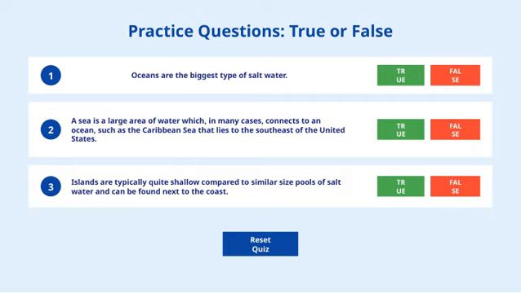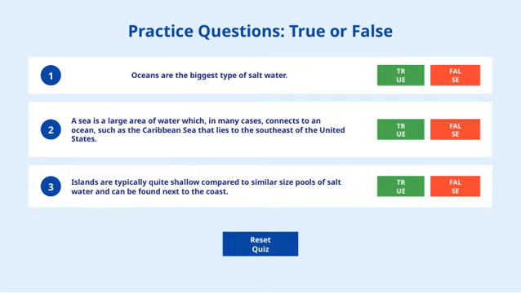A sea is a large area of water which, in many cases, connects to an ocean, such as the Caribbean Sea that lies to the southeast of the United States. This one is true as well. Seas are often smaller than oceans, but they are connected to them, and they can be partially enclosed by land. The Caribbean Sea is a great example of a sea connected to the Atlantic Ocean.